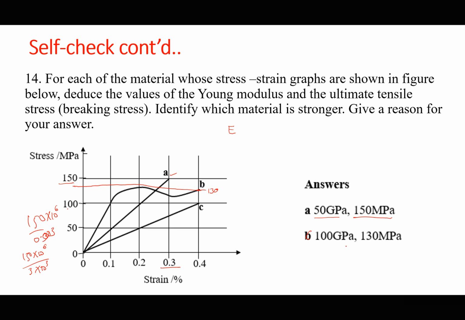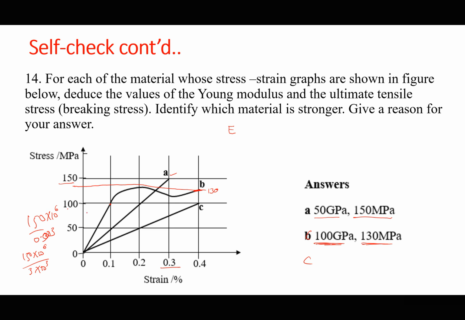I think I messed up these. For B, remember for Young modulus, you take this straight line part, it is 100 divided by 0.1, which is 100 gigapascals. And the ultimate tensile stress is 130, where it breaks around here. Then for C, I didn't add C.